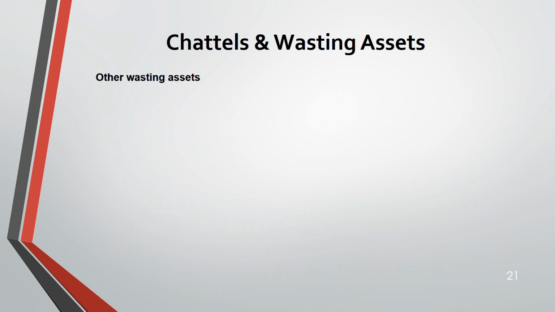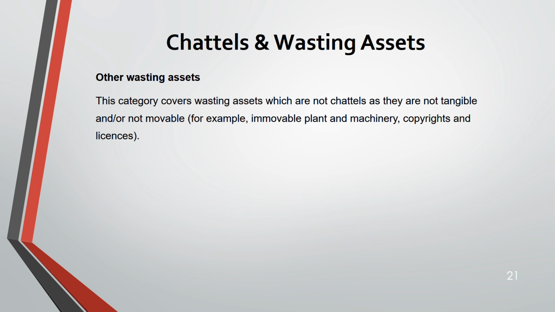Now, other vesting assets. This category covers vesting assets which are not chattels. That means they might not be tangible. They might not even be movable also. Remember, chattel means it's tangible and movable. If it is not chattel, it is not movable, it is not tangible. It could be intangible also, like immovable plant and machinery, copyright, license.